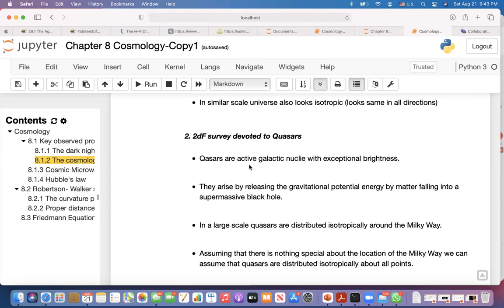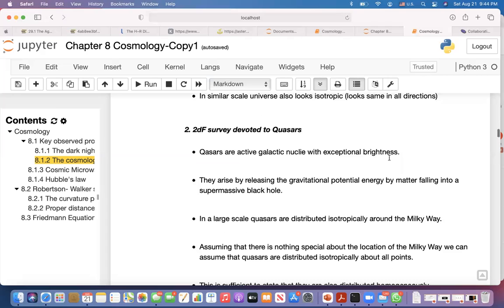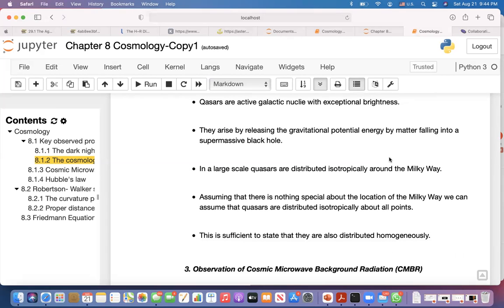Now the second evidence that we have to tell that the universe is isotropic and homogeneous is this. We are going to use the same survey, the 2dF survey, which is devoted to quasars, right? Remember, I told you what a quasar is at the end of the last lecture. I have to mention quasars here as evidence for a homogeneous and isotropic universe. Quasars are active galactic nuclei with exceptional brightness.